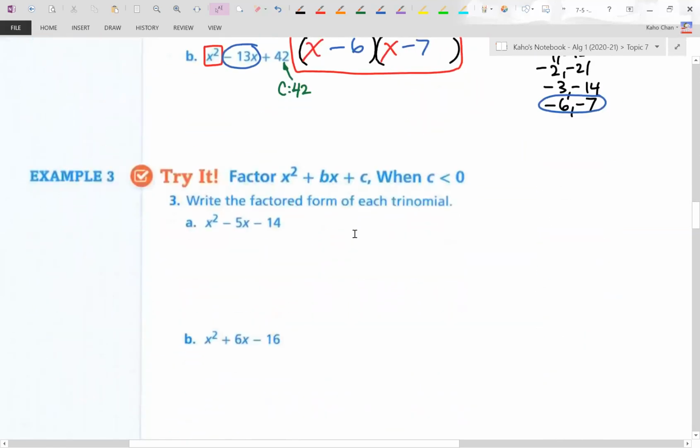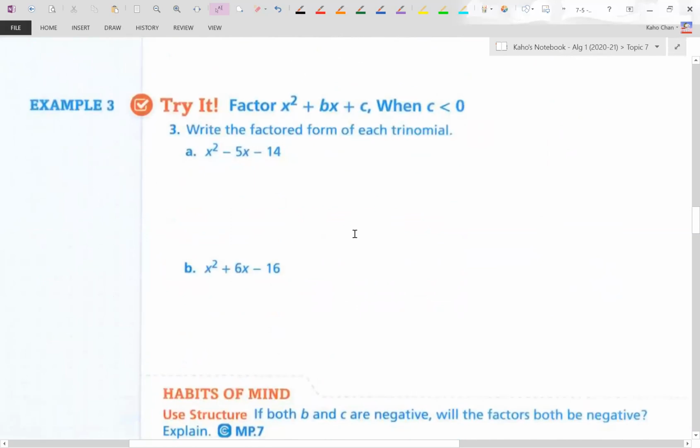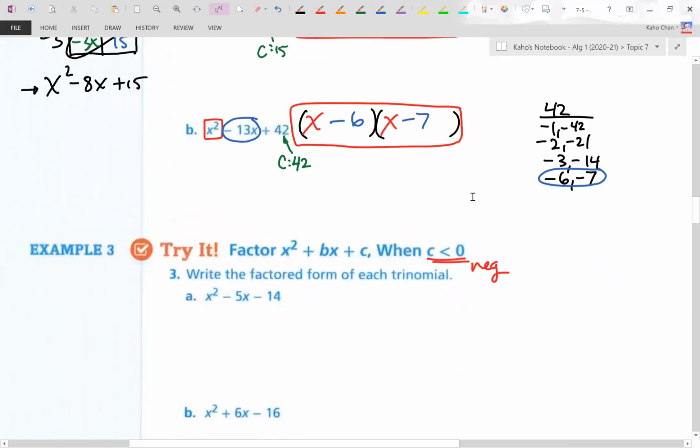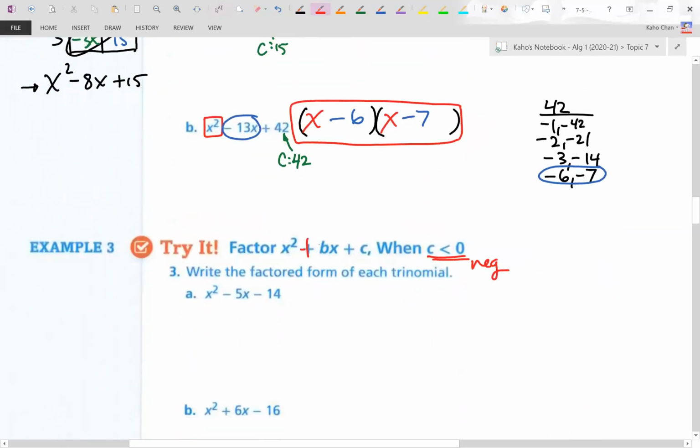Ooh, number 3. What happens if your C value is negative? That's what that means right there, negative. Whereas before, it was your B value that was negative. All right. So here we have a plus minus situation. If you have that situation, that means one of your factors is negative, one of them is positive. That's all it is. No big deal.